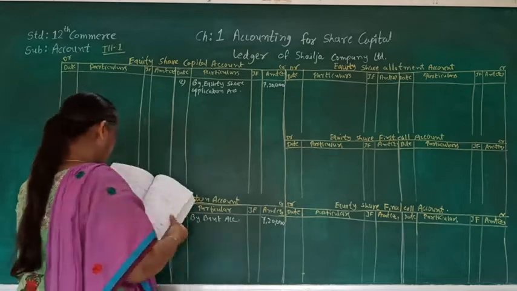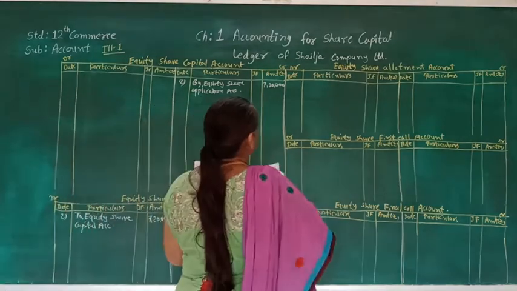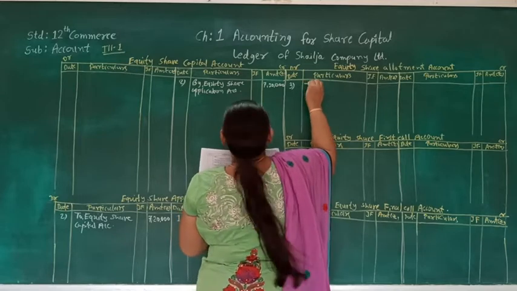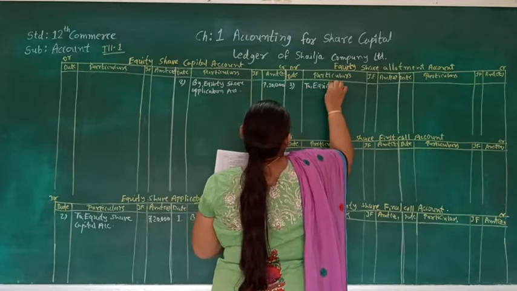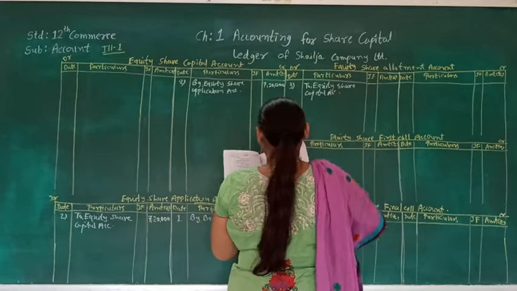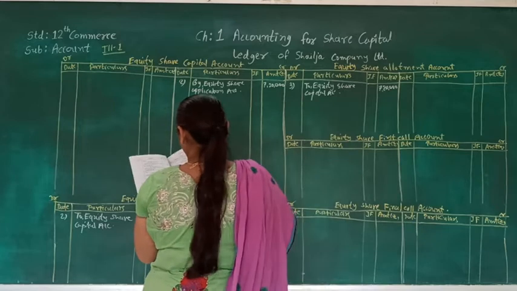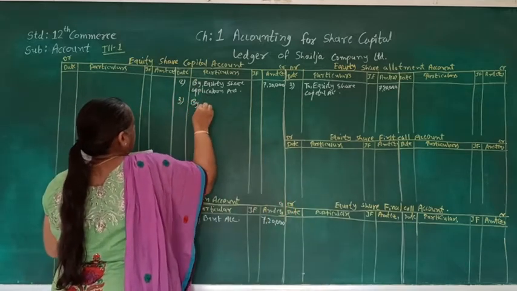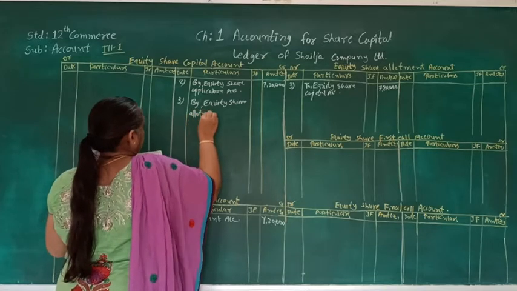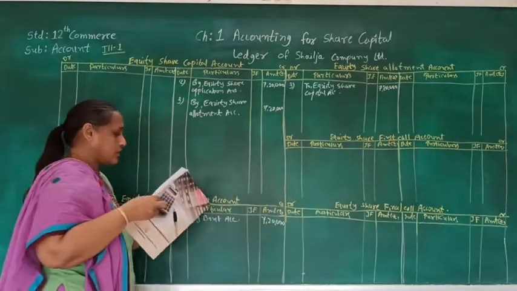Here, the third journal entry will be equity share allotment account debit to equity share capital. So on the debit side of the equity share allotment account, we are going to write third, to equity share capital account, and the amount of the allotment is 7,20,000. And here in the capital account we write by equity share allotment account, and the amount will be 7,20,000. So this is the posting for the third journal entry.